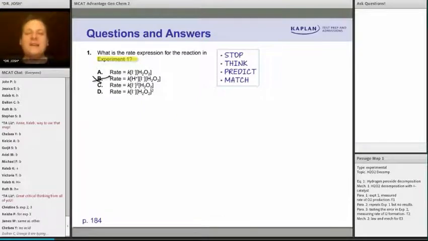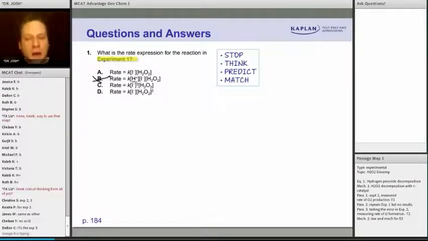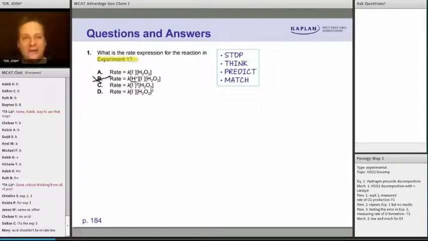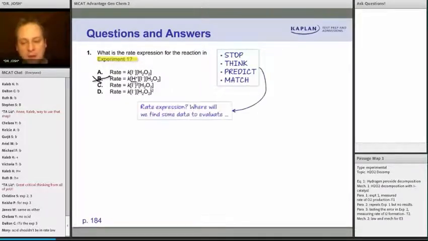And there it is. B is experiment 2 and 3. Experiment 2 and 3 had acid in them. Experiment 1 didn't. So a rate law can't depend on acid if there's no acid present in the reaction. So acid shouldn't be in the rate law. You guys got it. So we go to table 1.